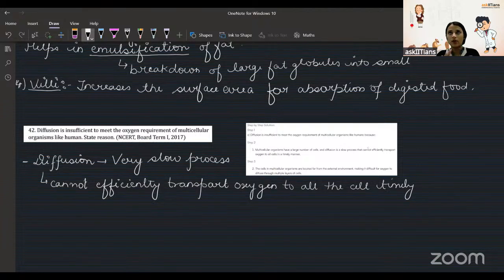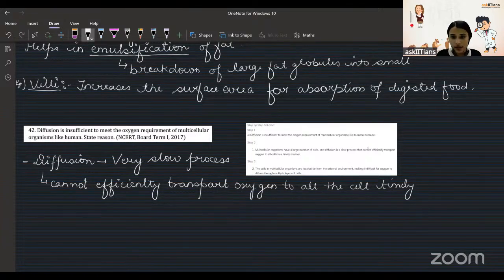Second thing, in multicellular organisms, most of the cells are not in contact with the external environment, right? Suppose a cell is very deeply situated inside the body and that cell needs oxygen. It will be very difficult for oxygen to diffuse through multiple layers of tissue. Okay, so this is the second reason. Most of the cells of our body are not in direct contact with the environment. The reason is the same, because this process is very slow. It will take a lot of time to reach there, and maybe oxygen will not reach there. So that is why diffusion is insufficient to meet the requirement of oxygen.